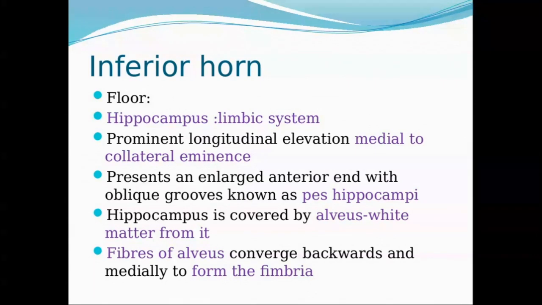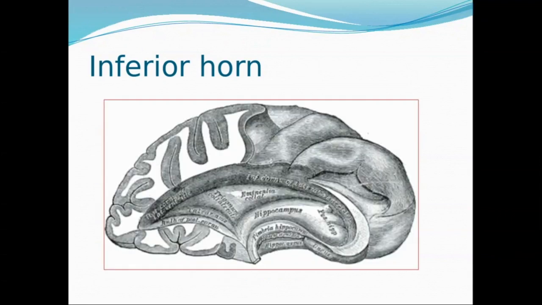Hippocampus is covered by alveus, which is the projection fiber of hippocampus. So these fibers of alveus form the fimbria that forms the fornix. So this may be asked as short notes: hippocampus or pes hippocampus or the fimbria or the fornix. So I have covered in short about the hippocampus also. So this is the inferior horn, which is having the pes hippocampi, which is giving fibers to the fimbria of the hippocampus in the floor of inferior horn.